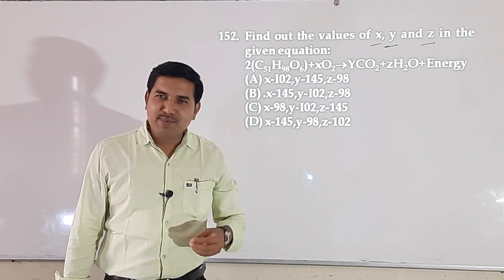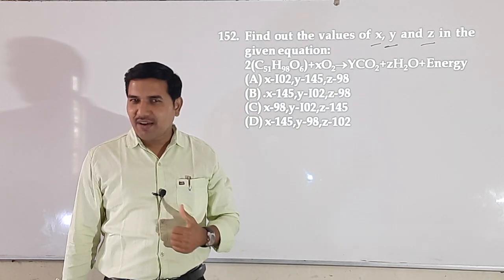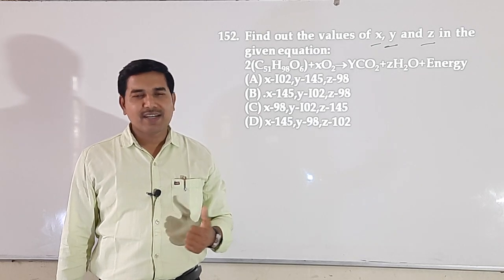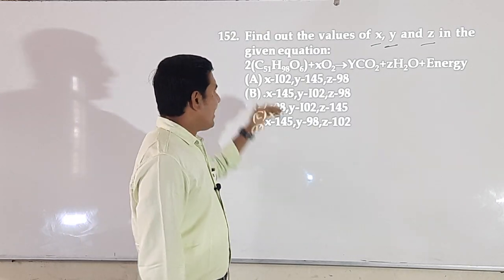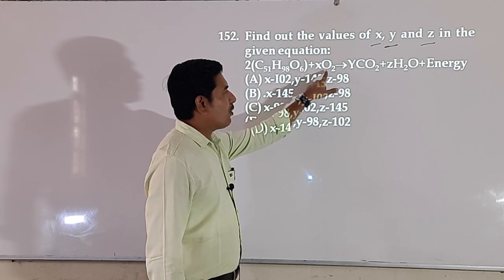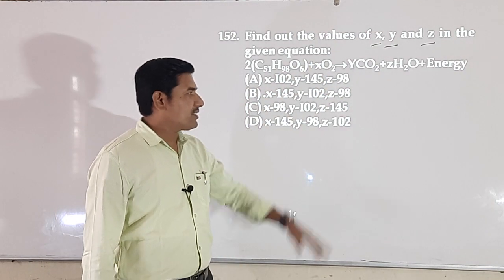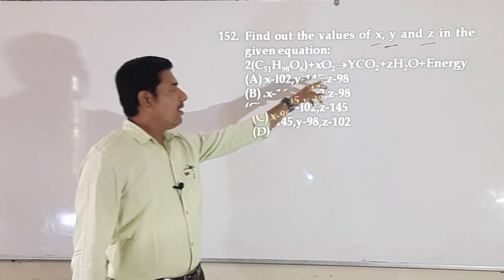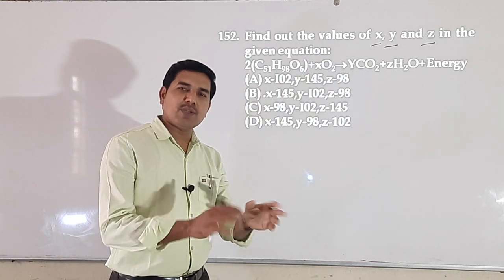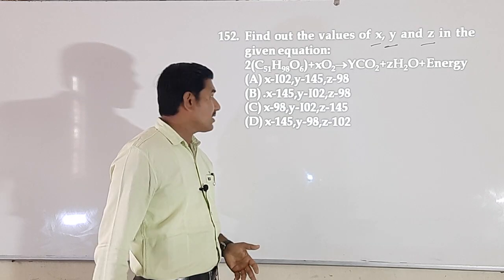The respiratory substrate during this process is a fat, which we call tripalmitin, and that tripalmitin consumes how many molecules of oxygen amongst the four options. So X, Y, Z, its value is given, and you have to fill in these values. Just look at the equation. Based on the equation we can tell.